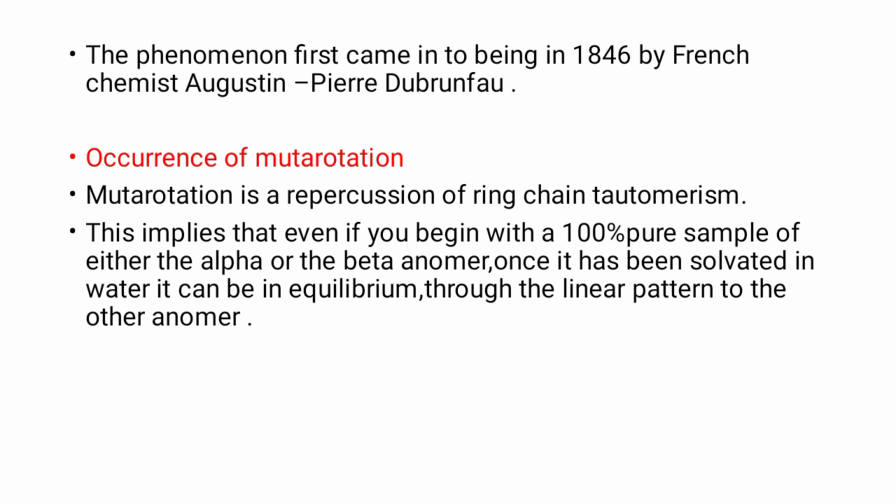The phenomenon was first described in 1846 by the French chemist Augustin Pierre Dubrunfaut. Mutarotation is a repercussion of ring-chain tautomerism. This implies that even if you begin with a 100% pure sample of either the alpha or beta anomer, once it has been solvated in water, it can be in equilibrium through the linear pattern with the other anomer.